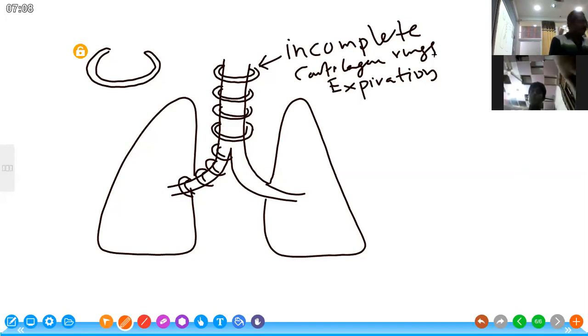The ribs protect the lungs. You know, lungs are a spongy structure, they float on water.